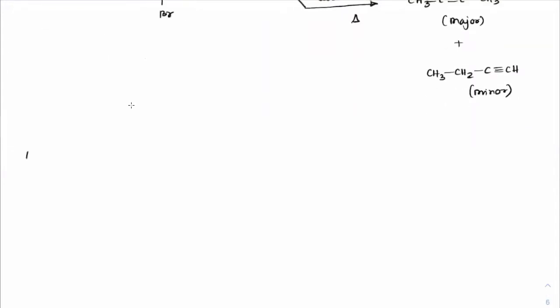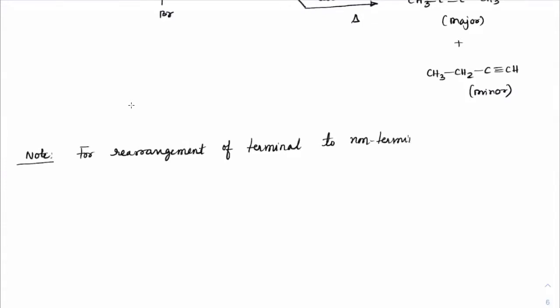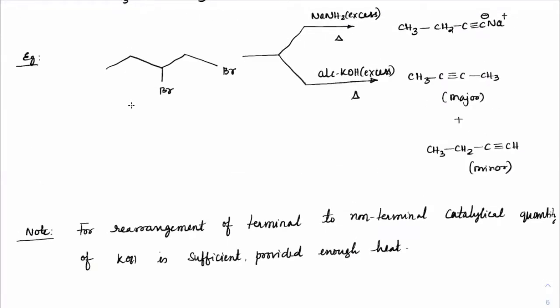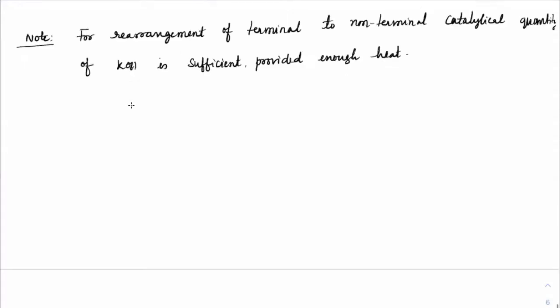One thing, just write it as a note here: for rearrangement of terminal to non-terminal, which is our case right now, a catalytic quantity of KOH is sufficient, provided enough heat. Okay, so if you can provide enough heat, even a catalytic amount, which means a small amount, is also sufficient. Got the point? Let us see the next reaction.